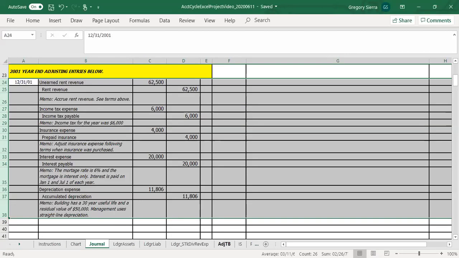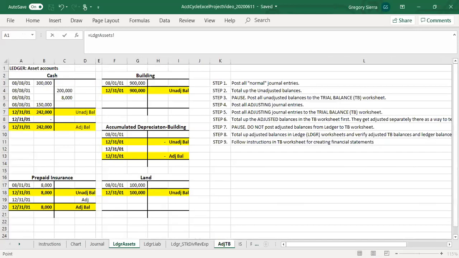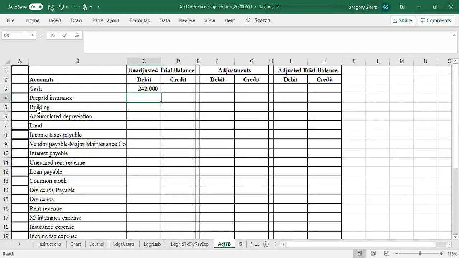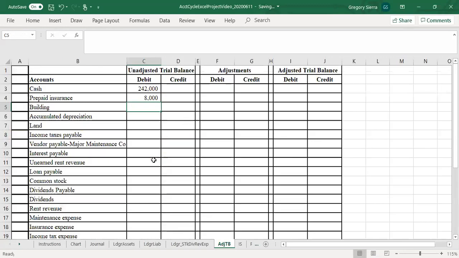do our adjusted balance. So what we're going to do here is continue with the process of, instead of typing stuff in, just pointing. But now instead of pointing to the journal, we're going to be pointing to the ledgers. So we go to the ledger assets. Cash is 242. Prepaid insurance. Where are you? Unadjusted. So choose this one up here because we're going to end up having a different one for the adjusted trial balance.